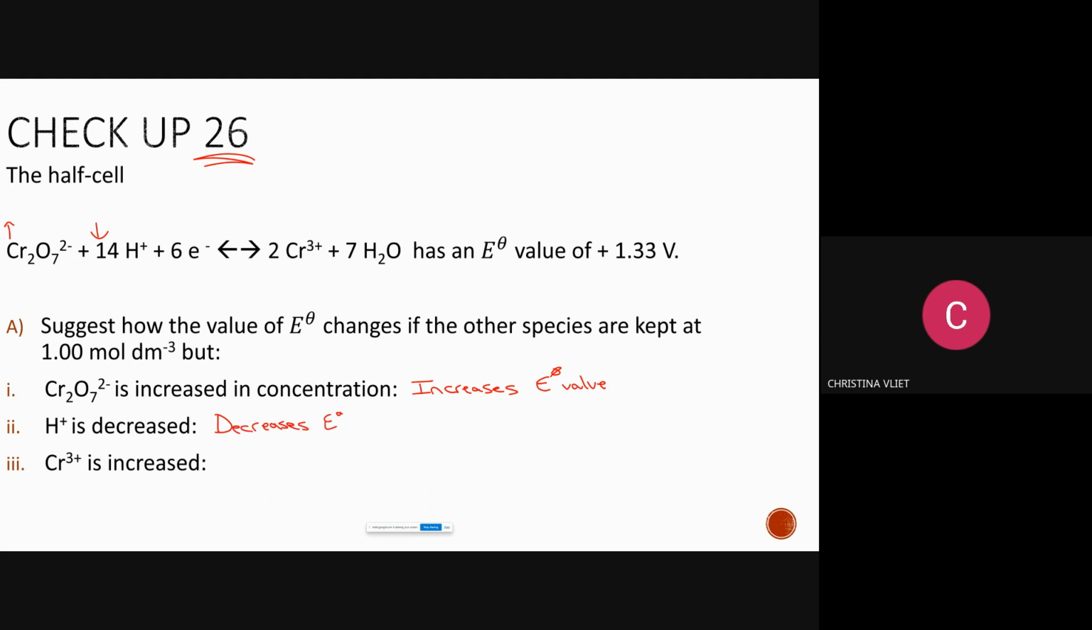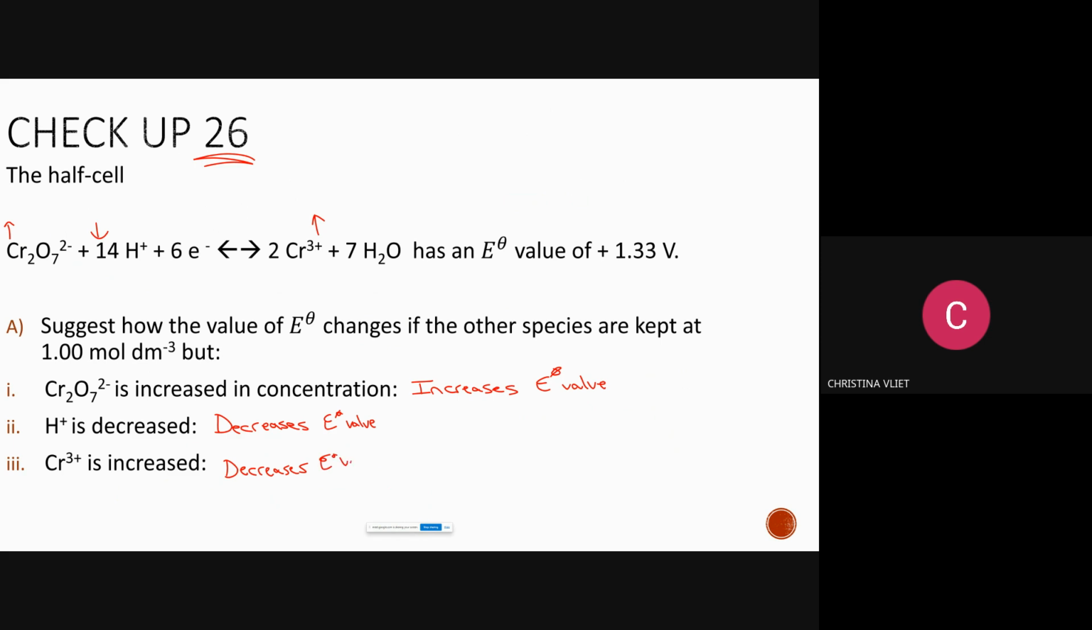And can there be Cambridge questions that just ask you to analyze this? Absolutely, it's one of the standards. So yes, it could be, as long as you remember what's going on. These are not difficult marks to achieve. CR3 plus is increased. So CR3 plus is on the product side. If I increase my products, what does the reaction seek to do? To restore balance. Make more reactants, right? Which does what to the E value? Decreases the E value.